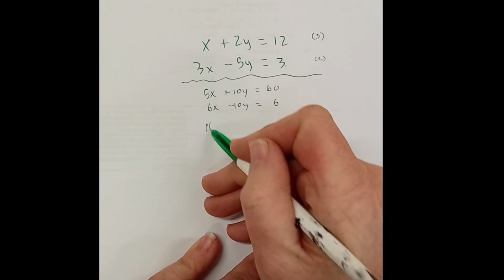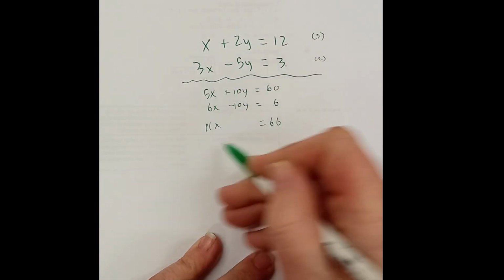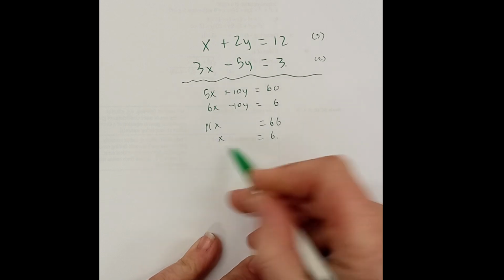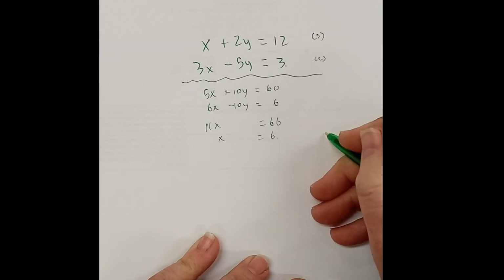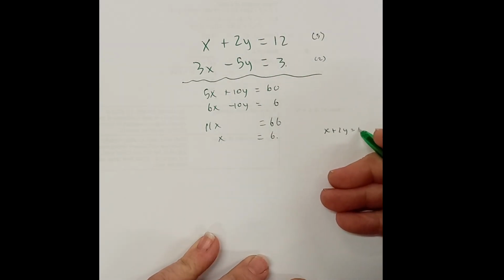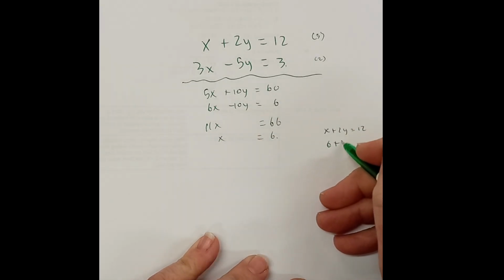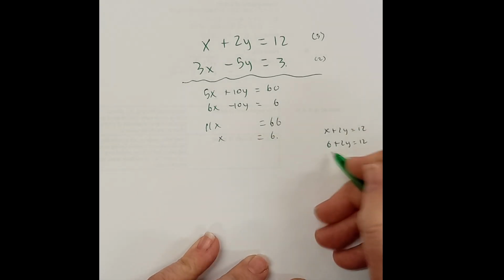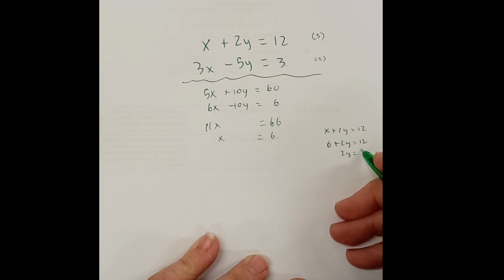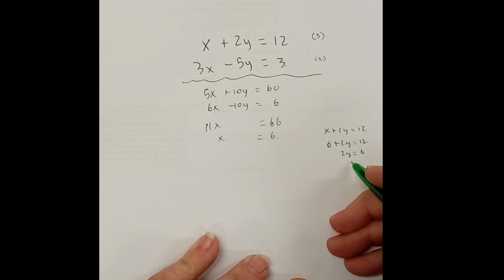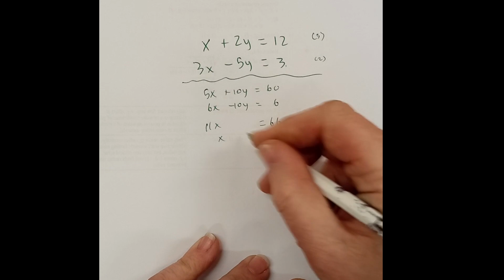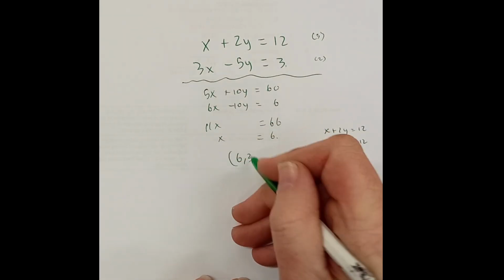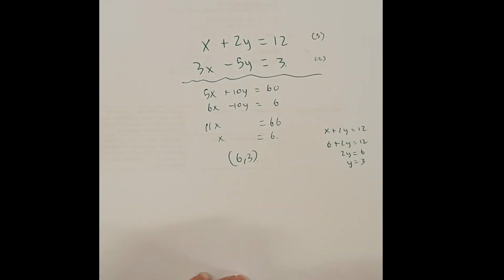Let's add them. 11x is equal to 66. X is 6. And again, use one of the equations. So x plus 2y is 12. That means 6 plus 2y is 12. Take 6 from both sides. 2y is 6. Divide both sides by 2. Y is 3. So it's 6 comma 3. And there you have that one done.